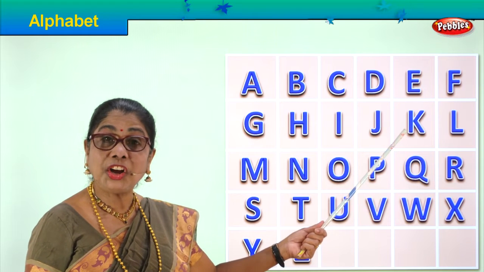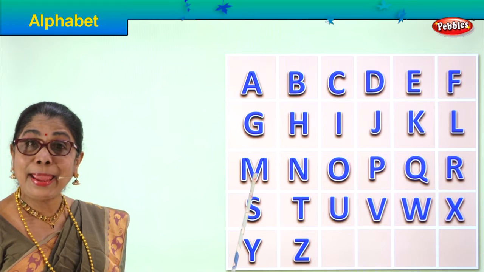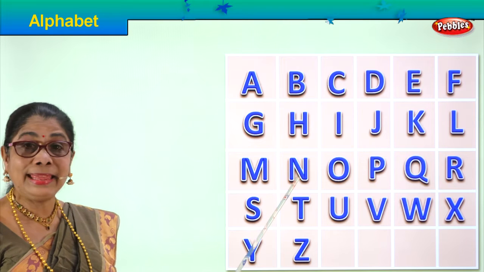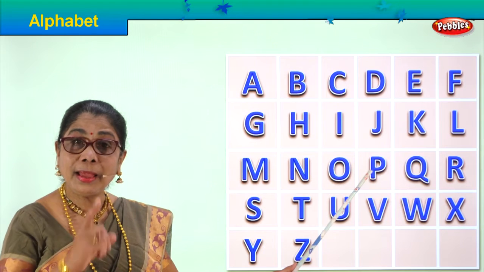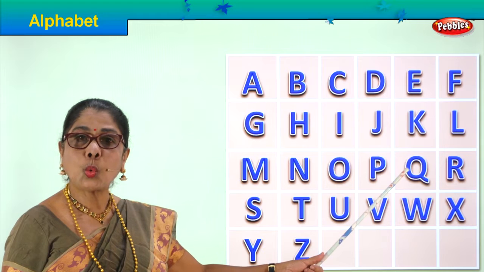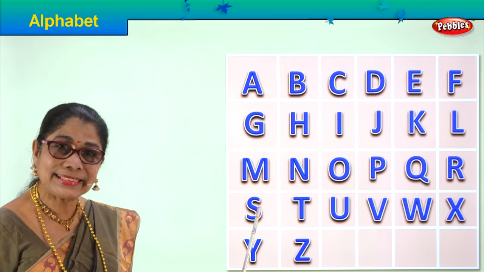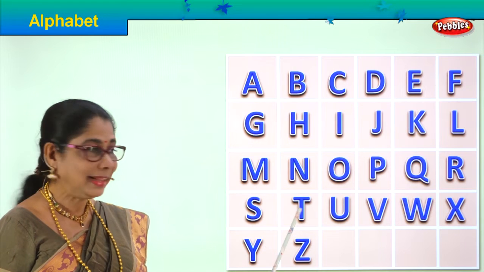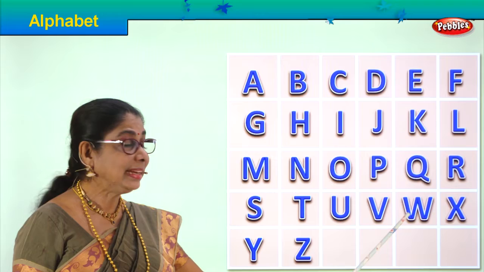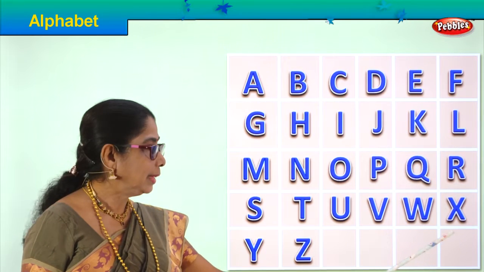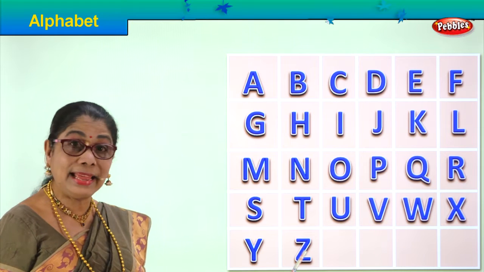Letter K, K. Letter L, L. Next, letter M, M. Letter N, N. Letter O, O. Letter P, P. Letter Q, Qua. Letter R, R. Letter S, S. Letter T, T. Letter U, A. Letter V, V. Letter W, W. Letter X, X. Letter Y, Y. And letter Z, Z.